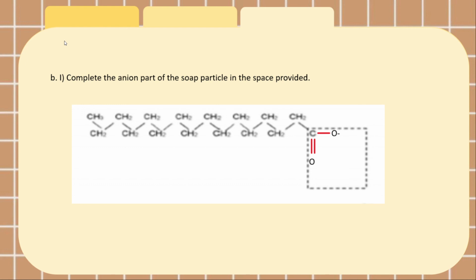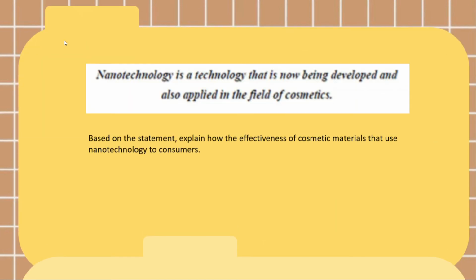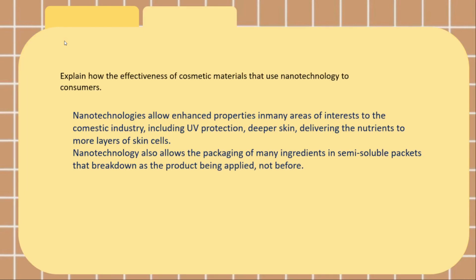Question 10. Based on the statement, explain the effectiveness of cosmetic materials that use nanotechnology. In the cosmetic industry, nanotechnology allows enhanced properties in many areas including UV protection, deeper skin penetration, and delivering nutrients to more layers of skin cells. Nanotechnology also allows the packaging of many ingredients in semi-soluble packets that break down as the product is applied.